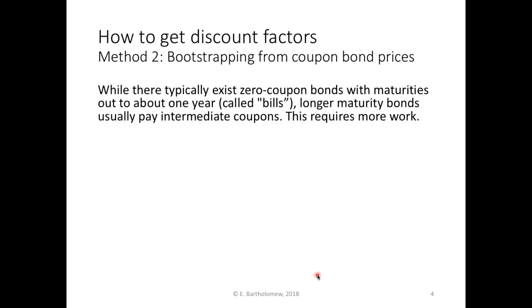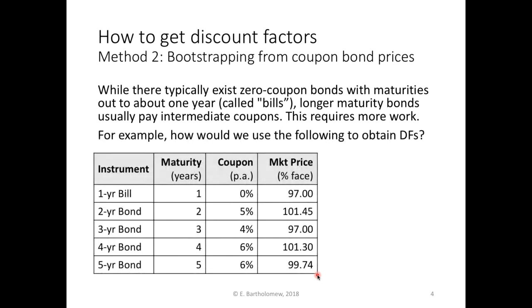But we may not have zero coupons going out so far. Now, they're typically zero coupon bonds with maturities out to about a year. These are called bills. But longer maturity bonds typically pay intermediate coupons. Now, we can derive discount factors from those as well, but it requires a bit more work. So consider this example. We've got a 1-year bill, but then for years 2 through 5, those are coupon-bearing bonds. So those are multi-cash flow bonds. How do we get the discount factors in this case?